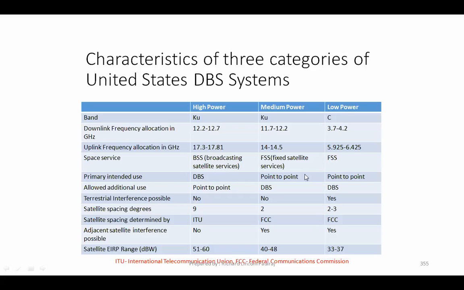Here it's DBS, here it's point to point. And the EIRP range. So these specifications ultimately are looking for the goal of having high power, medium power, and low power consumption respectively.